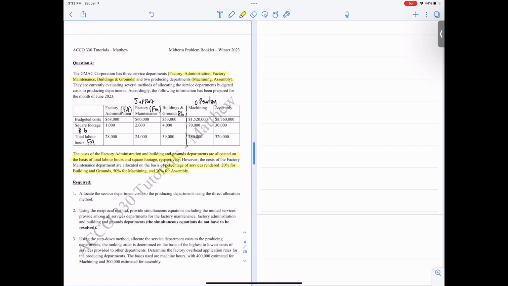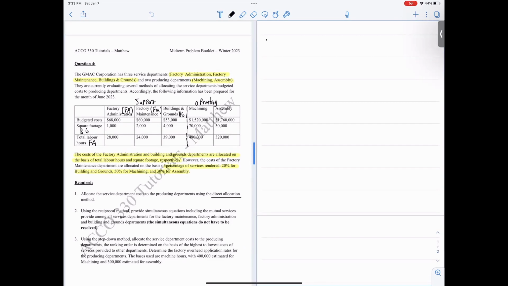All right, now let's read the required. So we know the support and the operating. That's our first step when we're reading. We know how they allocate costs. That's our second thing that we do. And third, we go to the required. So required 1 is to do the direct method, direct allocation. So let's build our board and get started with the direct method. So we built the board here: factory admin, factory maintenance, building and grounds, BG.